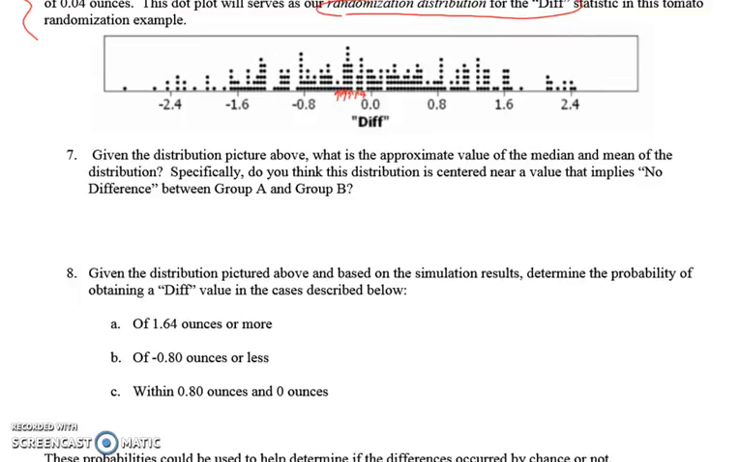And each time I regroup them, I find the average of their groups and I look at the difference in their averages, and that's what I'm plotting on the dot plot. So now what I want you to do is see if you can answer number 7 and number 8 based on the dot plot above. And go ahead and pause the video.